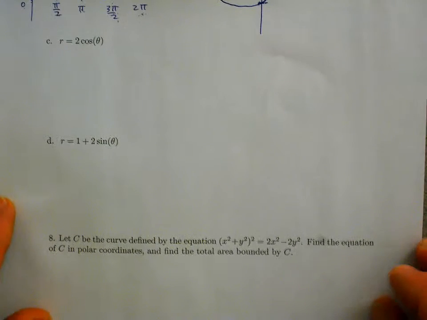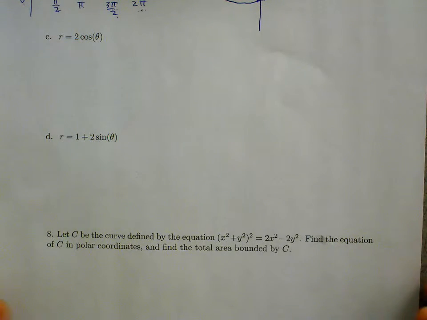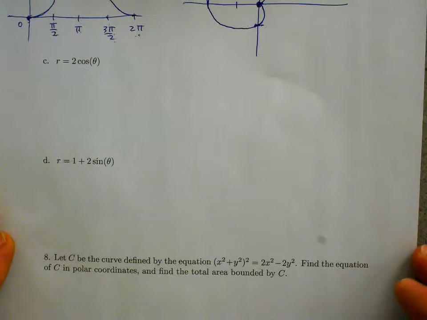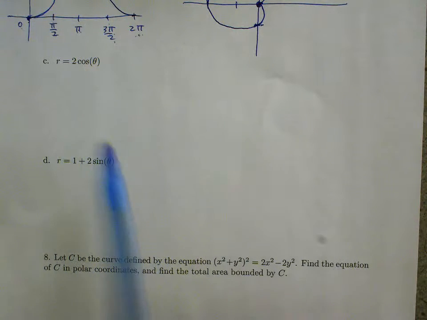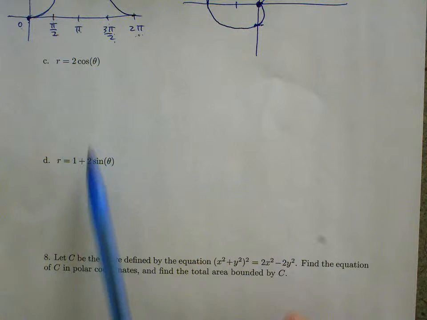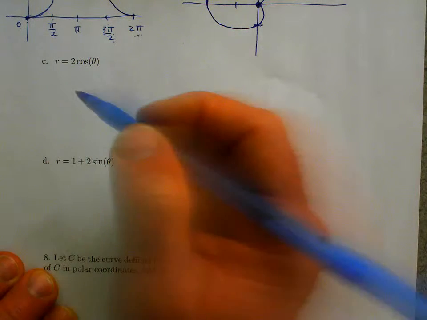Okay, what about the next one? r equals 2 times cosine of theta. We've seen this, maybe not this one in particular, but what is it? A circle. Yeah, it's just a circle with radius 1, centered at 1, 0.